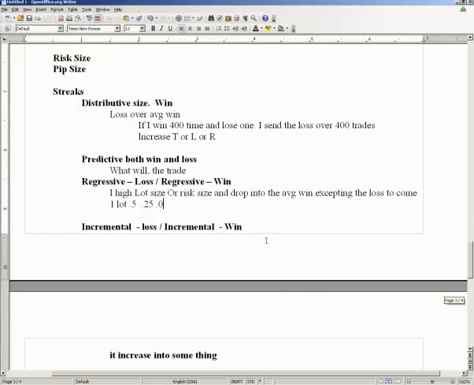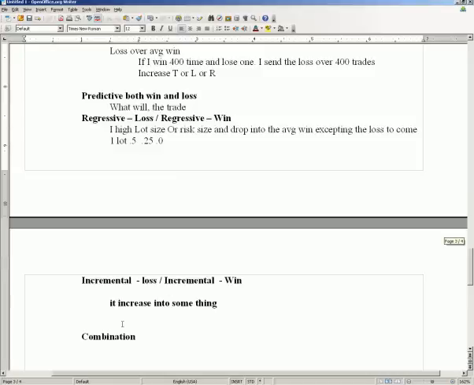Incremental sizing works like this. I can do the same thing. I increase it then. I say, oh, loss, a win is coming. So now I increase the size. Okay, this is called martingaling. And it's really not martingaling. It's incremental sizing. Okay, the loss is increased.